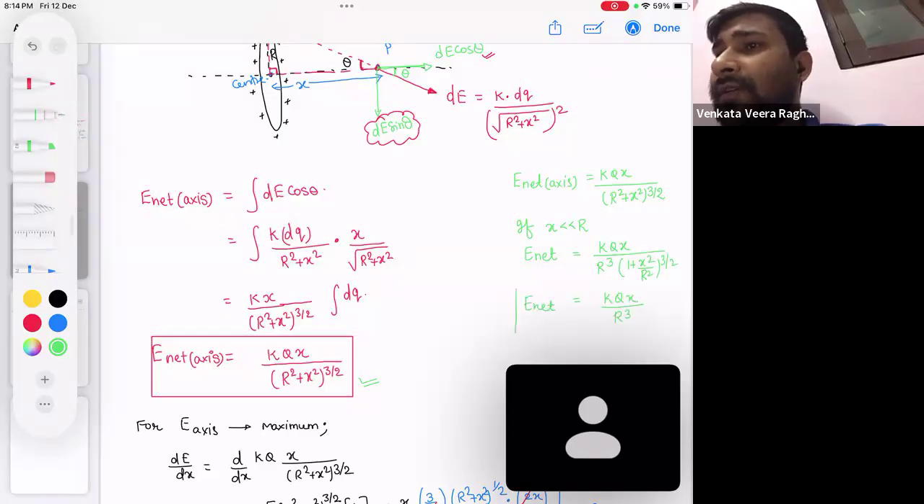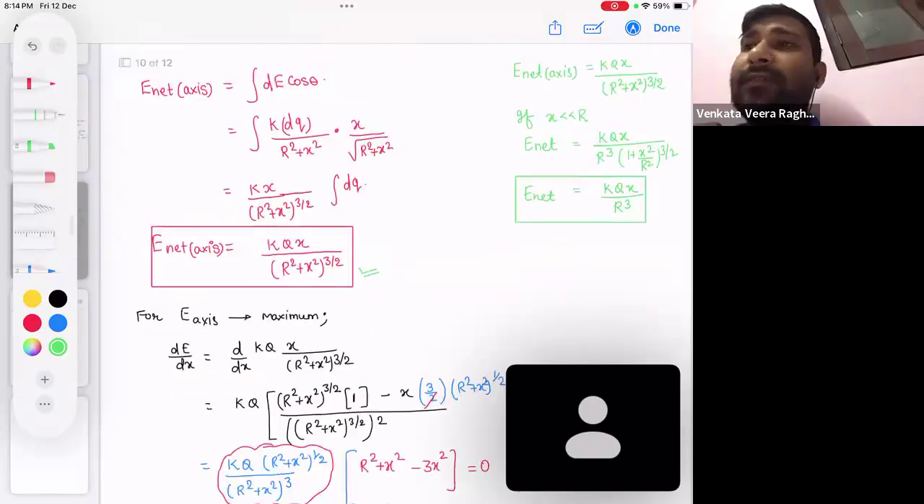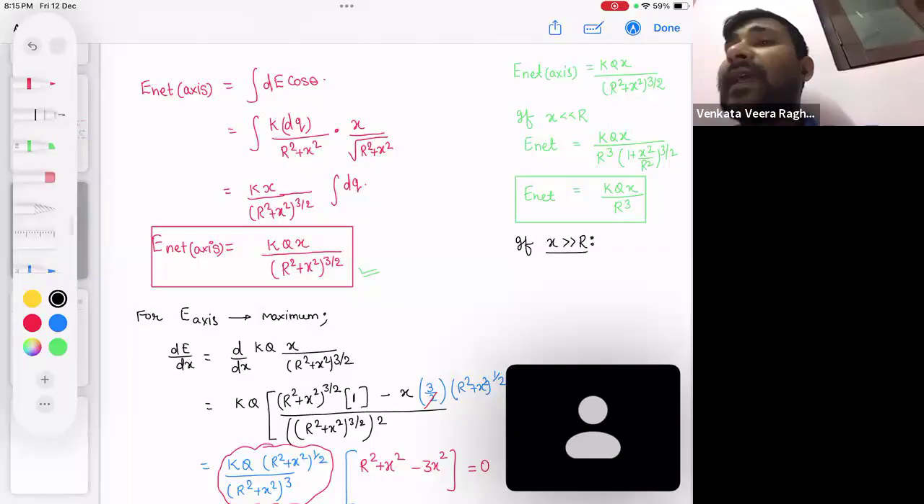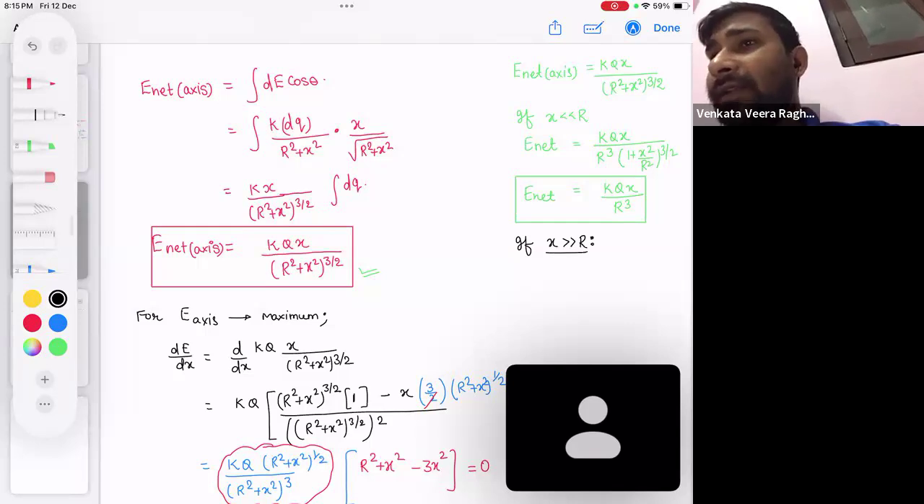Please tell me, what is the net field on the axis if the point is very close to the center? What is the field we got? kqx by r cube. And if I take the approximation, x is very much greater than r. X is very much greater than r means what? Far away on the axis. Understood? X is very much greater than r, that means far away on the axis.